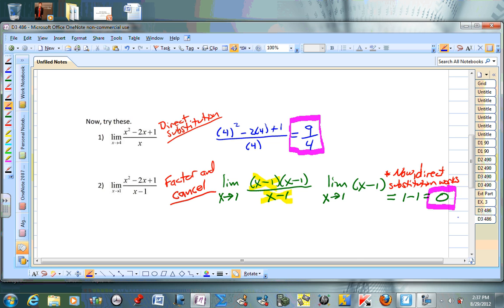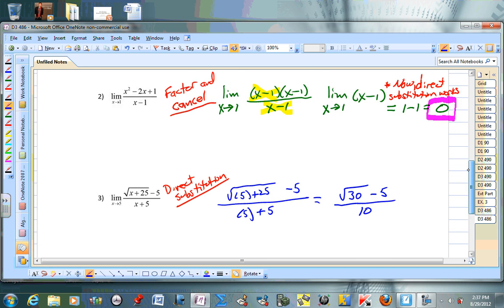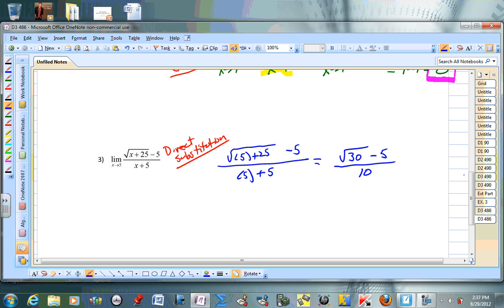Problem number 3, a lot of people start rationalizing immediately, but it's not necessary because direct substitution works. Remember, you should check to see if direct substitution works first every time we ask to evaluate a limit. And then if direct substitution fails, then we start using our algebra techniques.